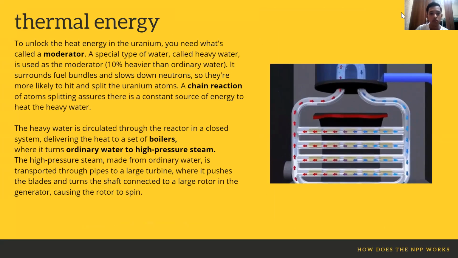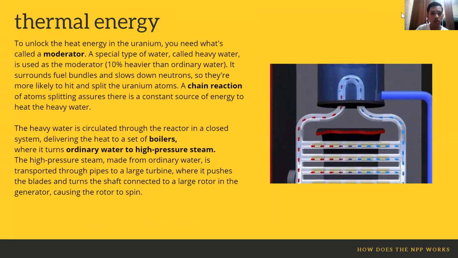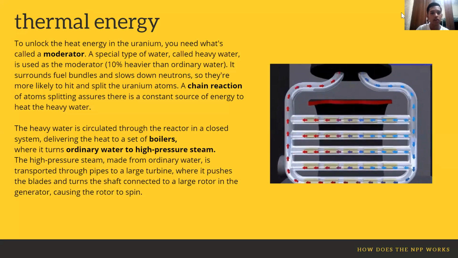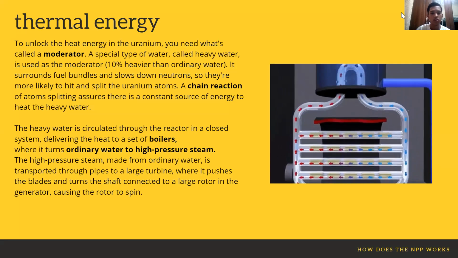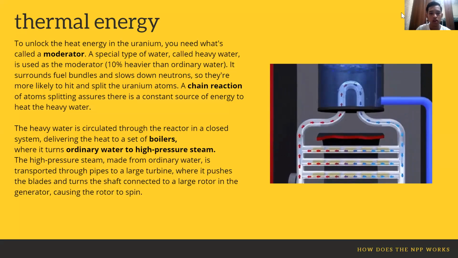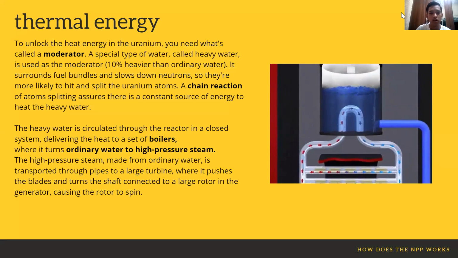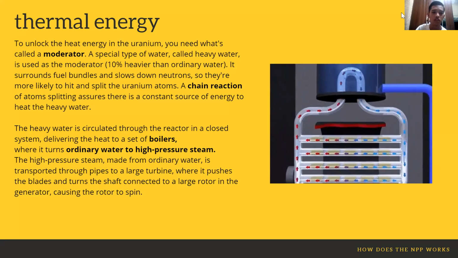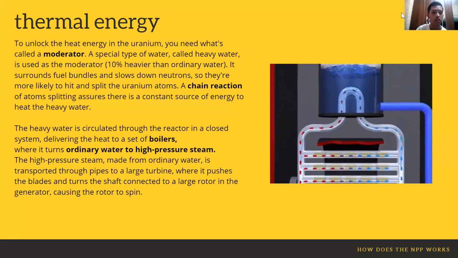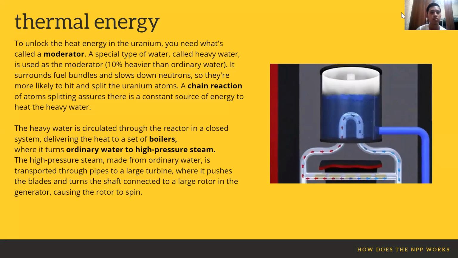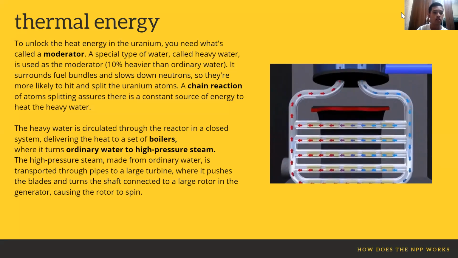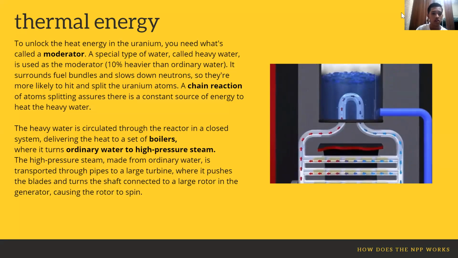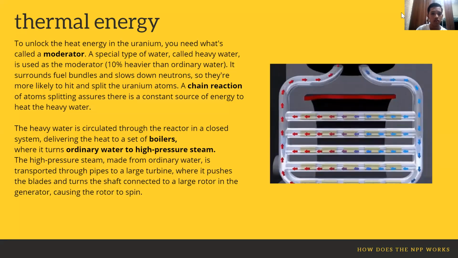So the moderator, or what we call heavy water, is 10% heavier than ordinary water. Heavy water is also called D2O, or deuterium oxide. It surrounds fuel bundles and slows down neutrons, so they're more likely to hit and split the uranium atoms. The chain reaction of atom splitting assures there is a constant source of energy to heat the heavy water.